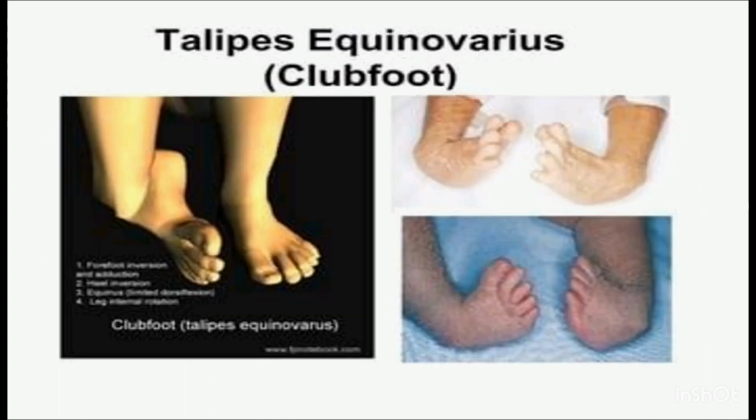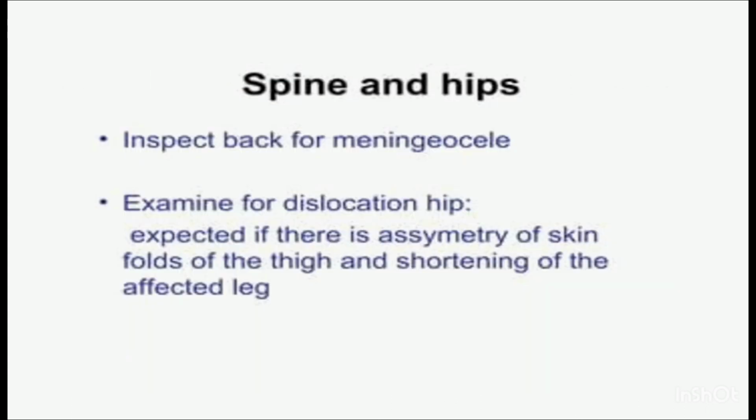This is another picture of talipes equinovarus, which is also called club foot. Now in the examination of spine and hips, inspect the back for meningocele, and examine for dislocation of the hip, expected if there is asymmetry of skin folds of the thigh and shortening of the affected leg.